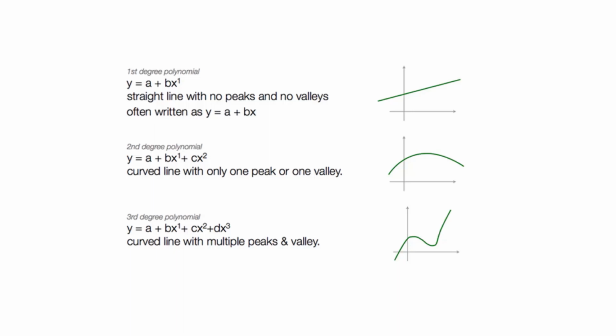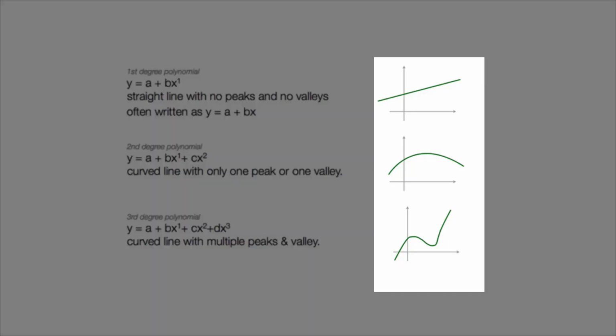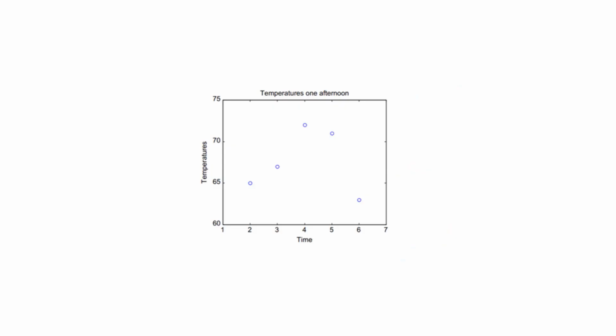Okay, so with the increase in the degree or the order, the complexity of the plot changes. Now we're going to fit a curve to the data shown here. It's a temperature data.